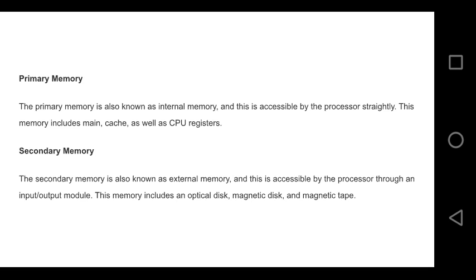Secondary memory is also known as external memory, and this is accessible by the processor through input and output mode. This memory includes the magnetic tapes, magnetic disk, optical disk. So this is one way of classifying the memory hierarchy elements.